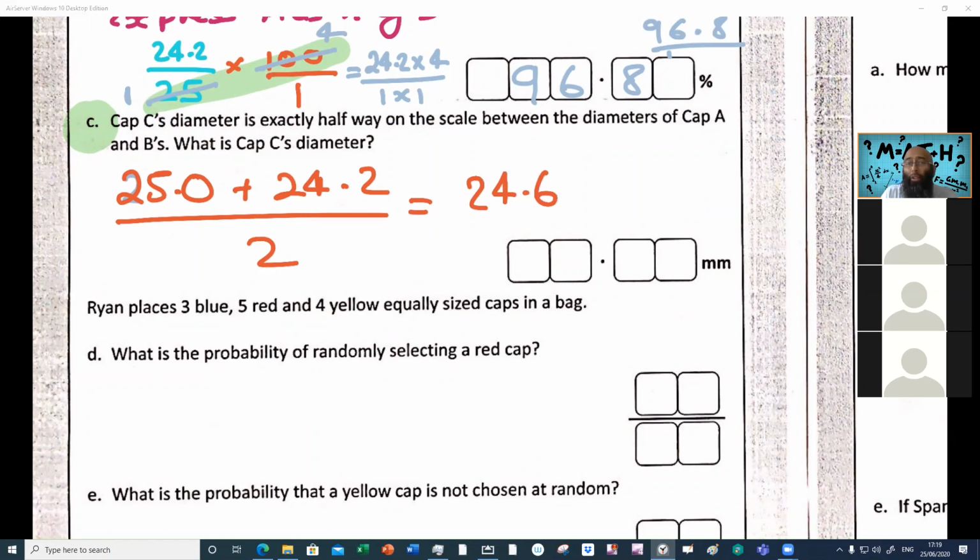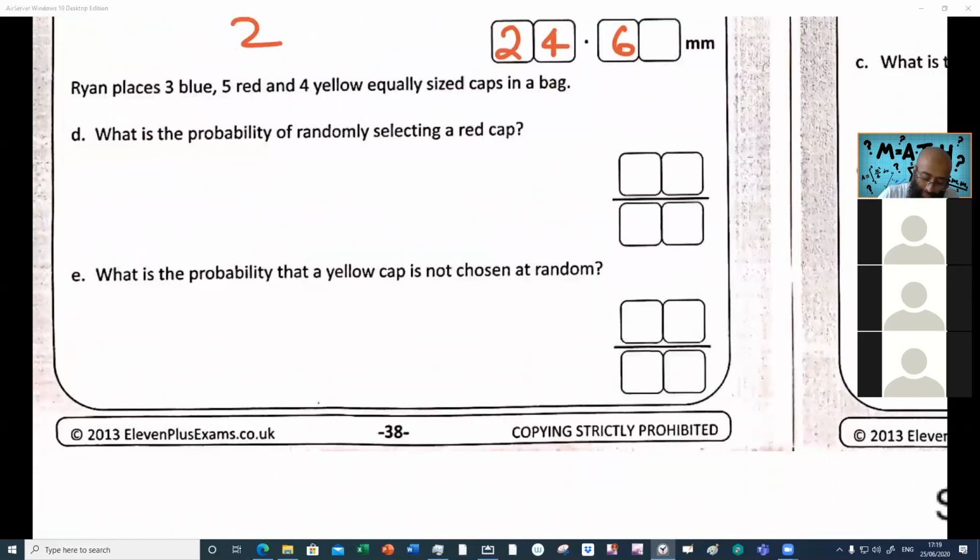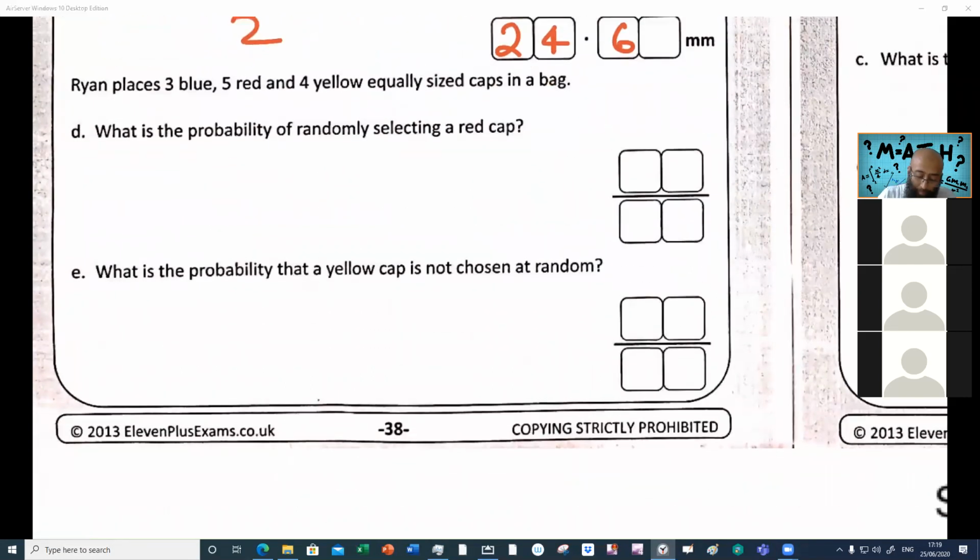Or you could physically look at the scale and work it out as well. But this is a way that we do to work it out. If you want to work out the middle of two numbers, you add them up and divide by 2. You basically work out the average, and that will give you the middle number. Okay, next question. Read, please.